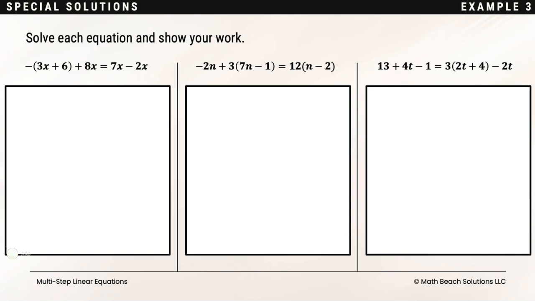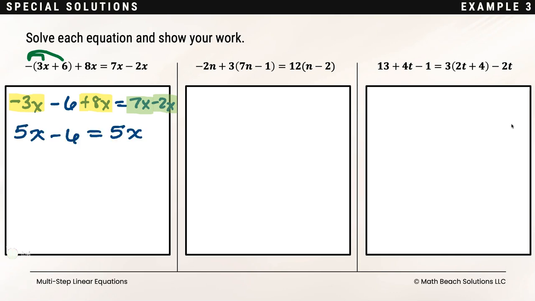First, we will simplify both sides of the equation independently. To do that, we will start by distributing the negative into the parentheses. So that results in negative 3x minus 6 plus 8x equals 7x minus 2x. Next, we see that there are two terms on the left-hand side of the equation that can be combined, and separately, two terms on the right-hand side of the equation that we combine. When we combine those terms, we get 5x minus 6 equals 5x.